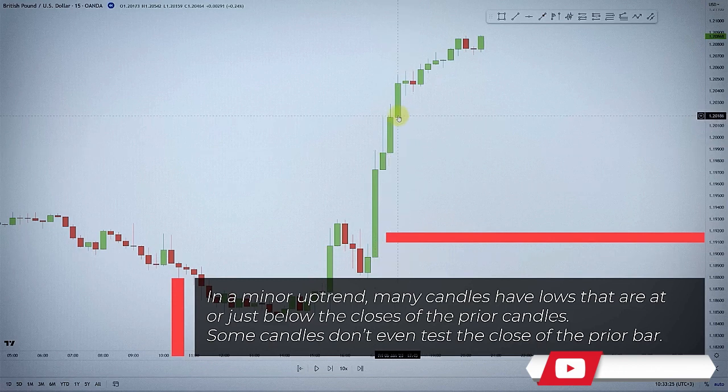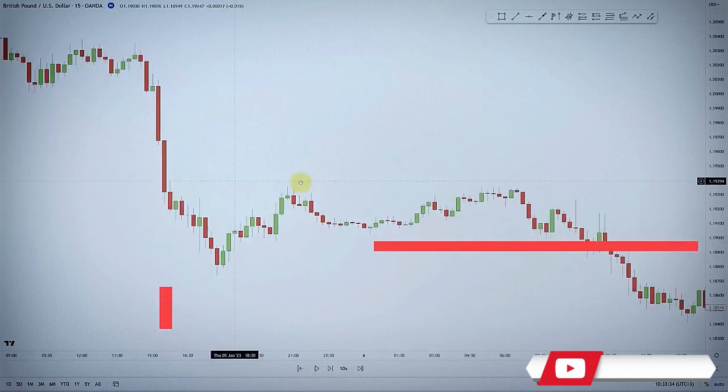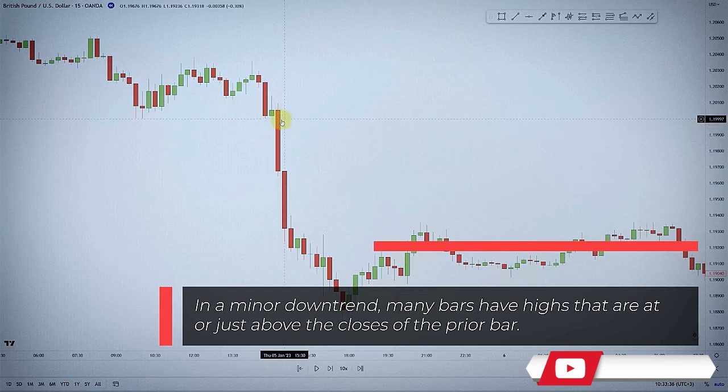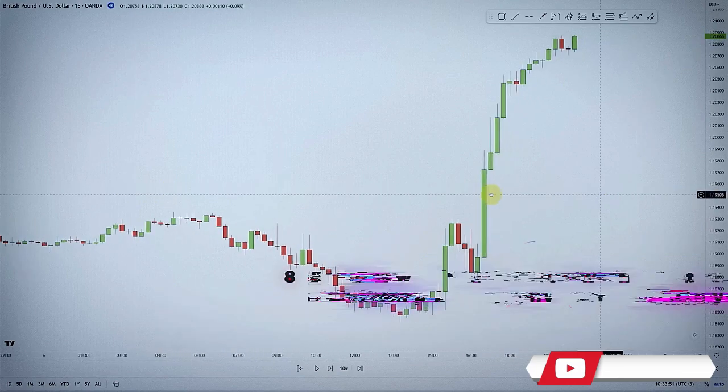The point is, if you find minimal overlap between a candle and the preceding one, it implies urgency. Again, in this bearish down move, many bars have highs that are at or just above the closes of the prior bar. This shows strength, and it's an important sign because the market is unable to go higher and it keeps pushing lower.